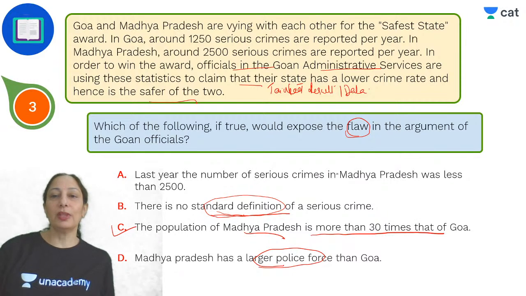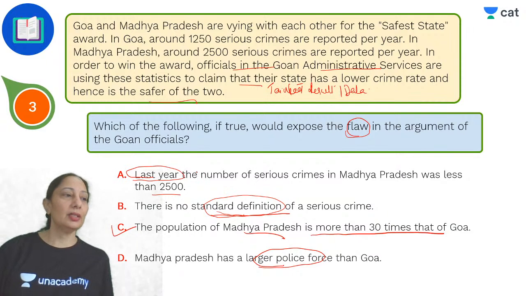Last year, the number of crimes in Madhya Pradesh was less than 2005. Why should we look at last year? This is not relevant to our argument. He's not talking about last year. Is he talking about last year? No. Right? So most of you got the answer correct. We are not looking for a definition of a serious crime. We have to say what is wrong with the argument.